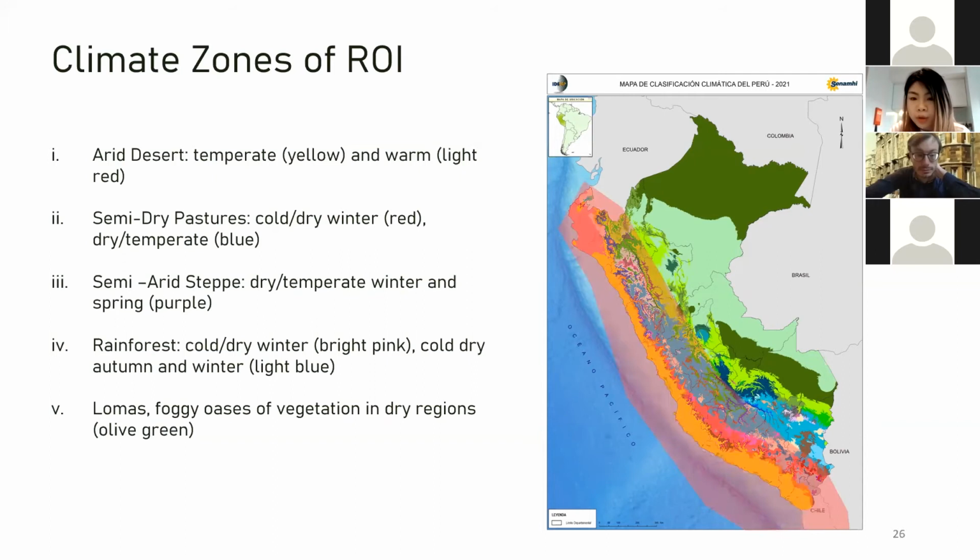Then there's also these red and blue regions, which correspond to semi-dry pastures.